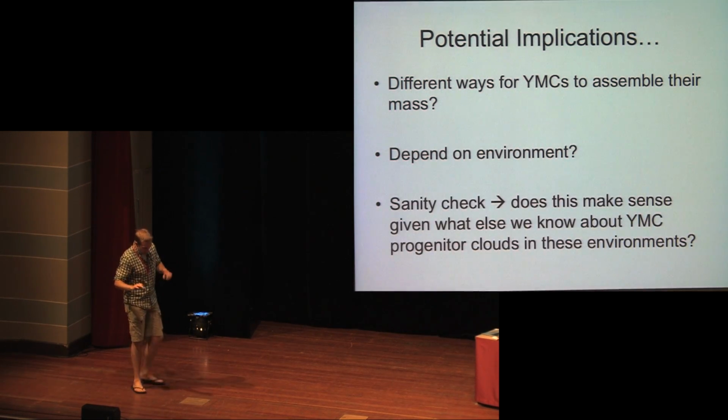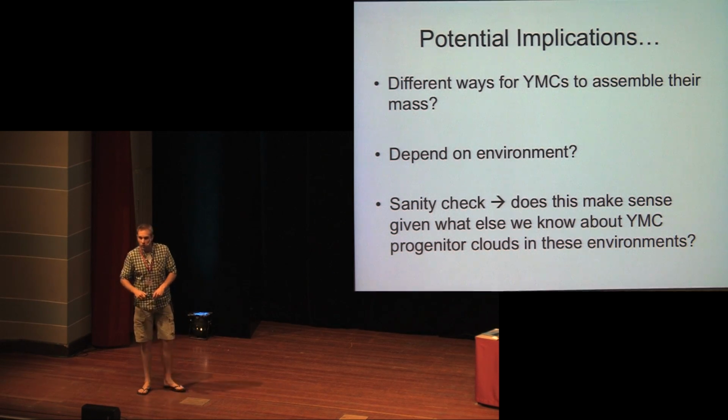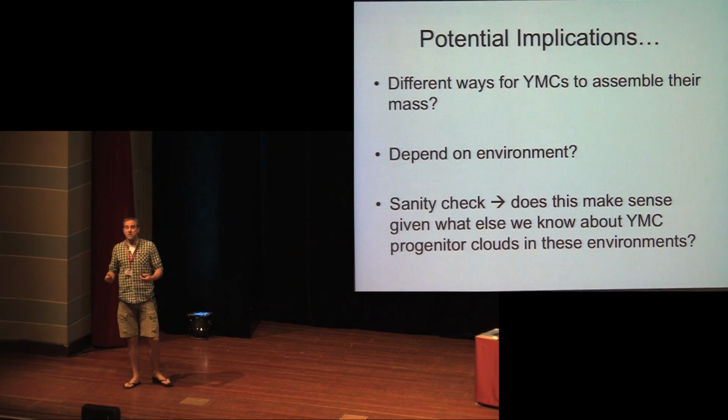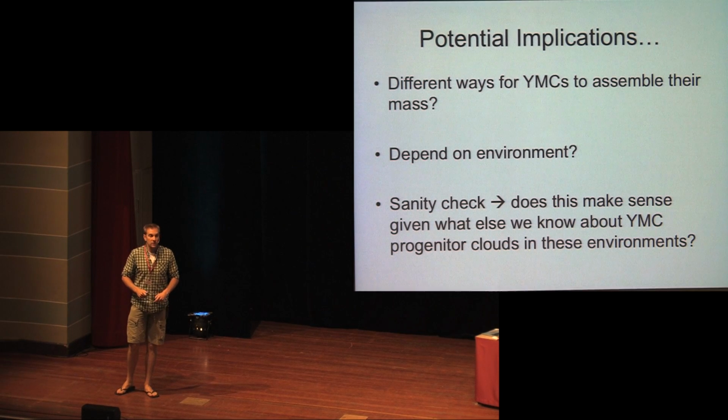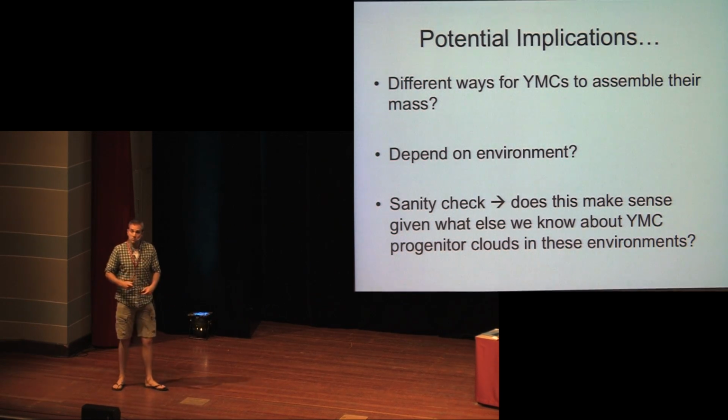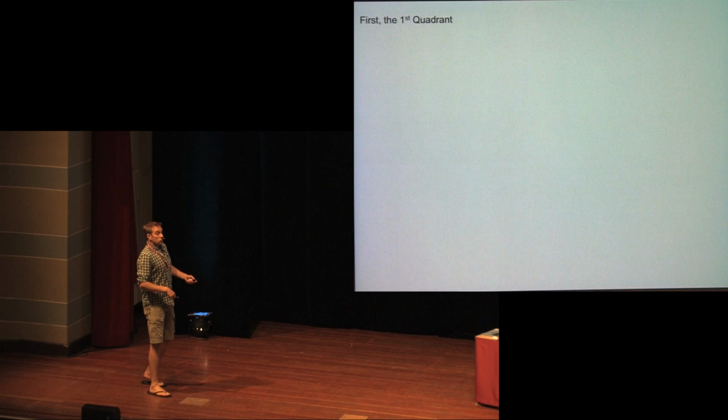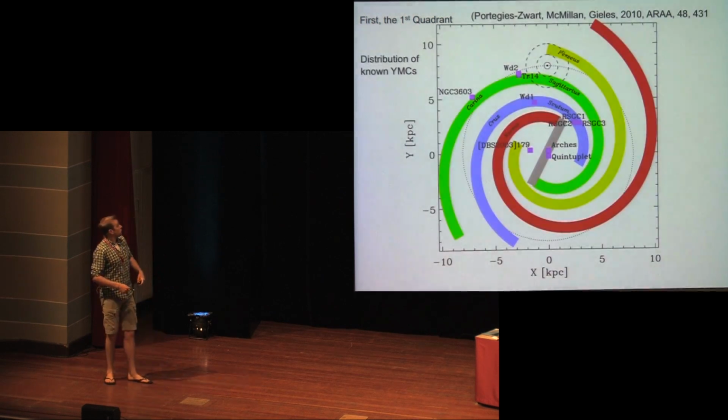OK, let's take a step back. This is all interesting. We've counted a few objects, well done. But it doesn't make sense in the physics. We've studied some of these objects in a lot of detail. So does it make sense with the picture we're putting forward? So let's look at the two regimes. First of all, the first quadrant, this is shown here.